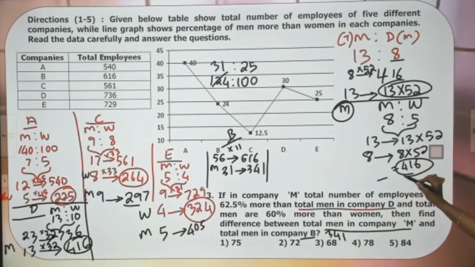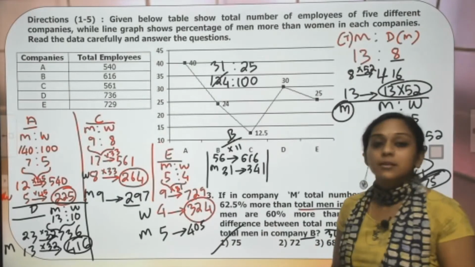Now take the difference. 416 minus 341 is 75. So the answer is 75, that is option 1, 75.